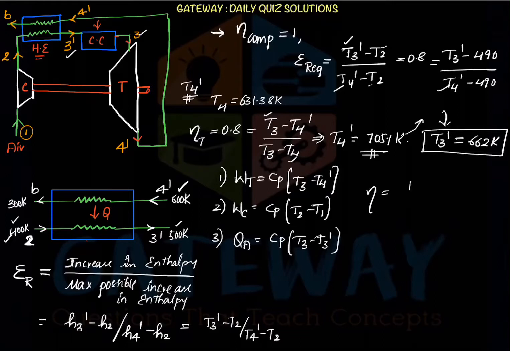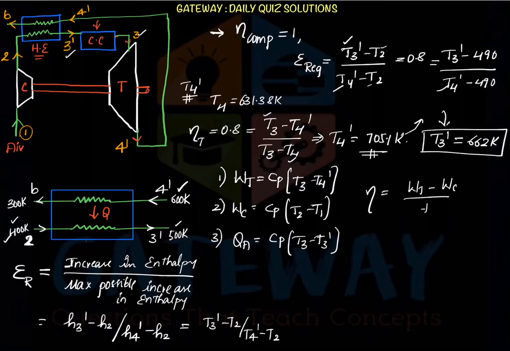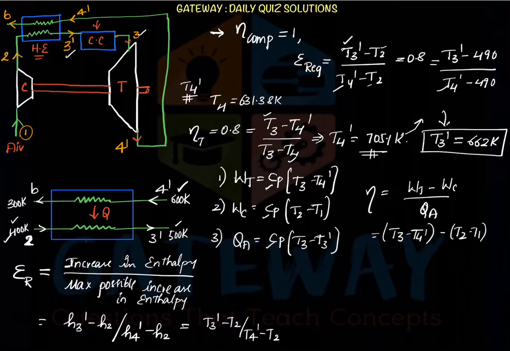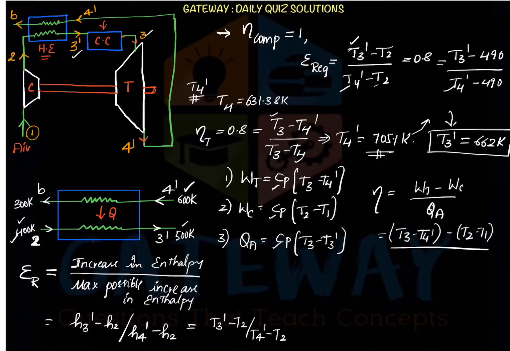Now we need to calculate the efficiency. We know the efficiency is equal to work done by turbine minus work done by compressor upon the heat added, QA. The work done by turbine has Cp, the compressor work has Cp, and the heat added has Cp. In the numerator and denominator, Cp will get cancelled out. Then we get T3 minus T4 dash minus T2 minus T1, upon T3 minus T3 dash. Once we substitute all the values of temperatures that we've calculated, we'll get the efficiency value as 31.03%.